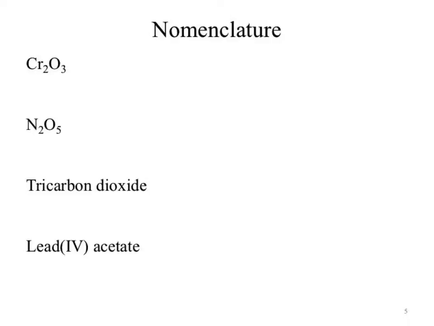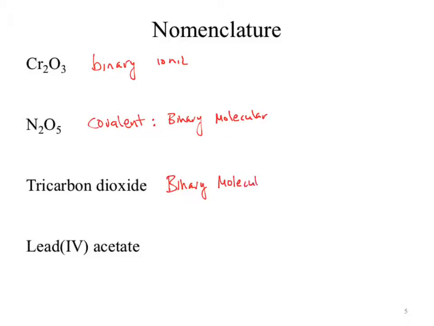So for this first one, it is binary ionic. For the next one, I always forget what they call this one. I think they call it covalent. Sometimes you'll hear it molecular. Binary molecular. I think that's what your textbook calls it. Right. The next one down, also binary molecular. And the last one is ternary ionic.